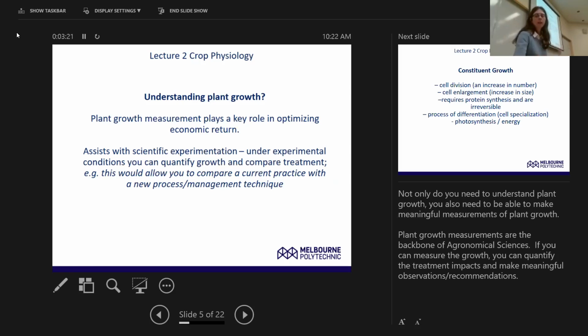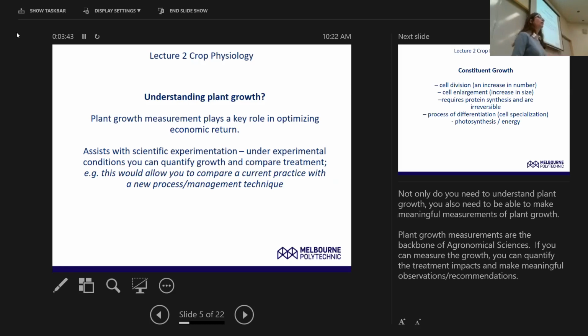And then if we understand the development and the growth, we know exactly what to measure and how to measure that. So in some of this subject, you will be learning some of the very basics about plant growth measurement so that you yourselves can conduct on-farm experimentation. But most importantly, you can understand what the literature is meaning.